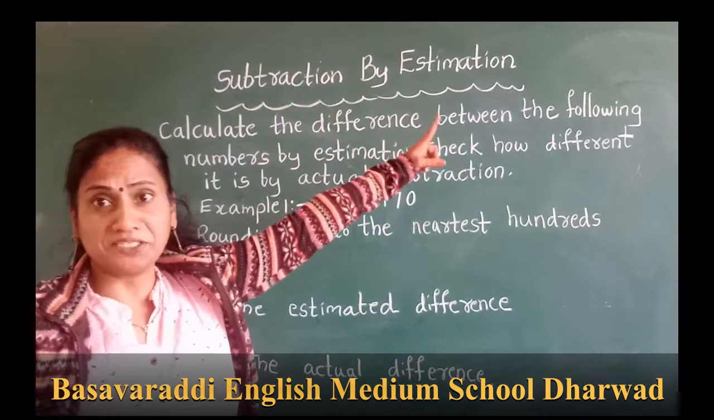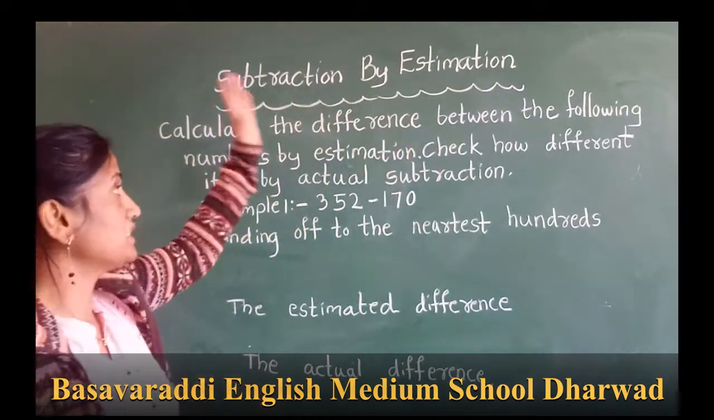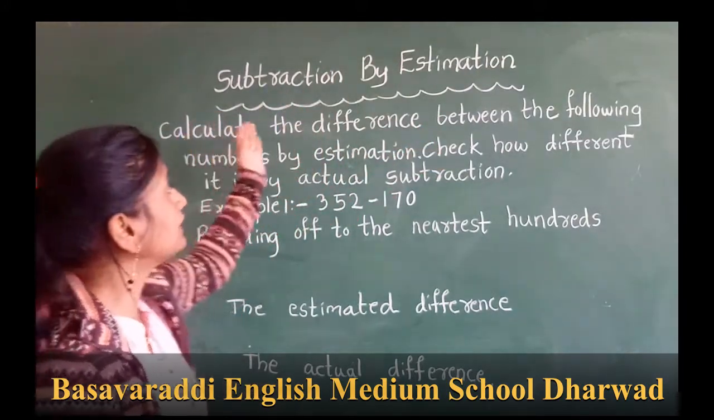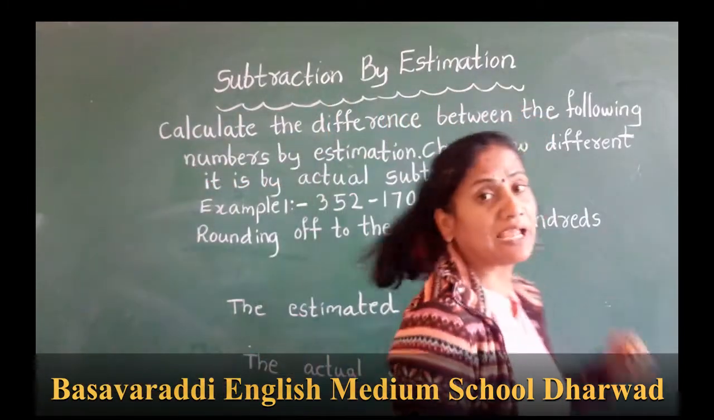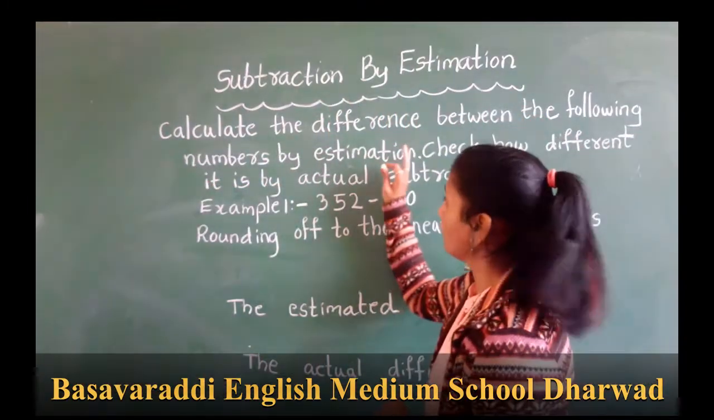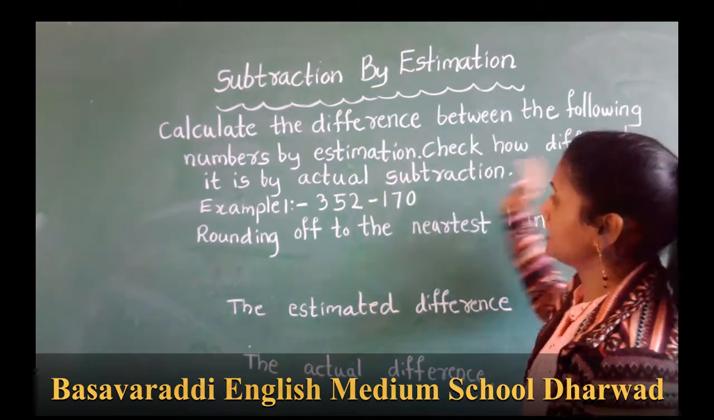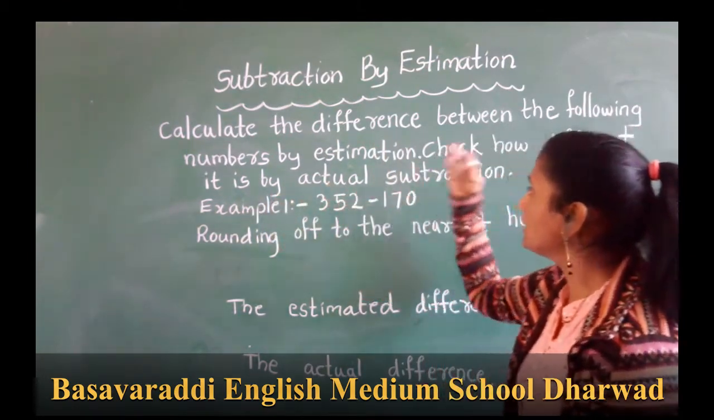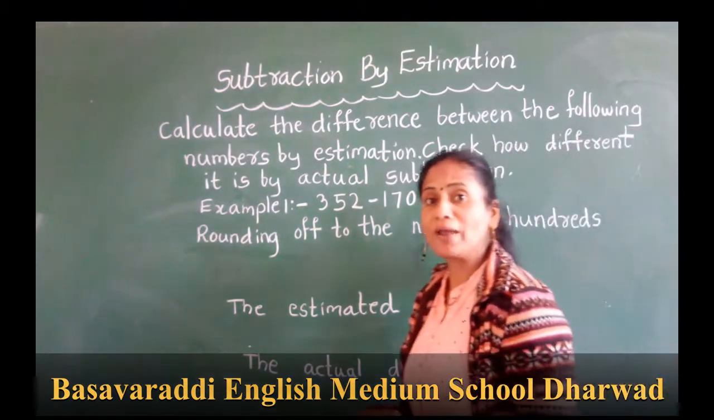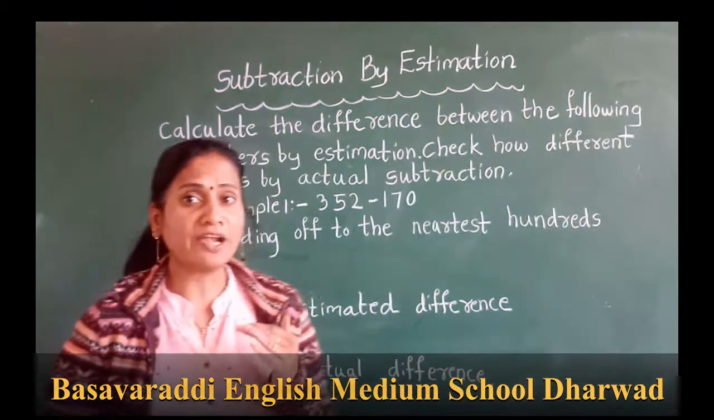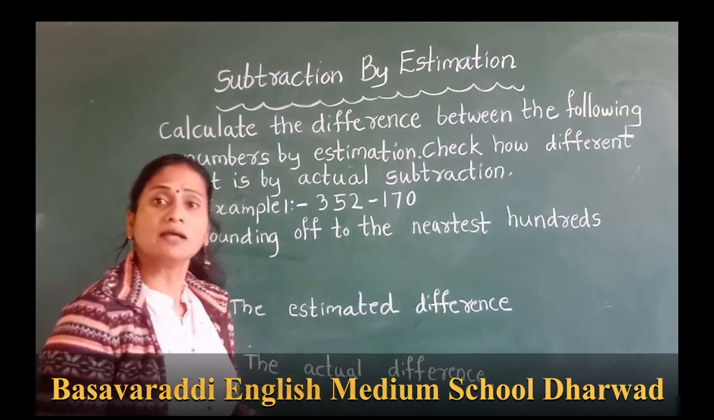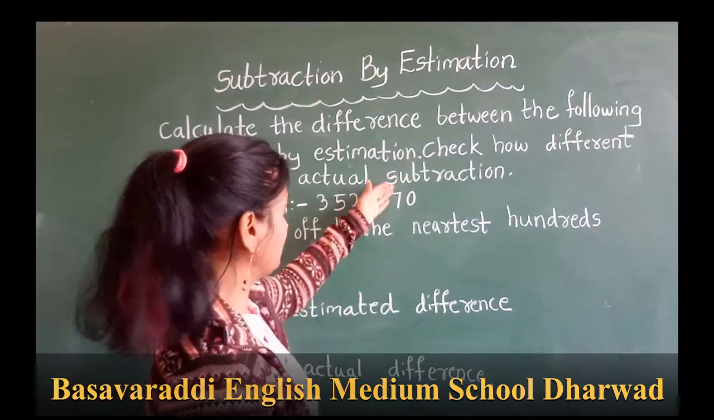Subtraction by estimation. We are subtracting by estimation. Calculate the difference between the following numbers by estimation, then check the difference by actual subtraction. Now we are making the estimate, and afterwards we are checking the actual subtraction.